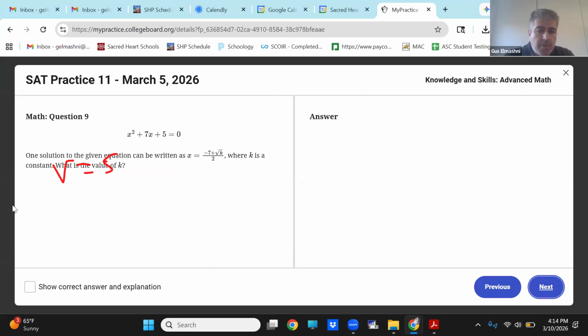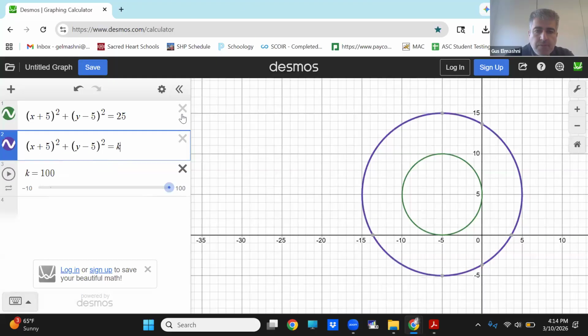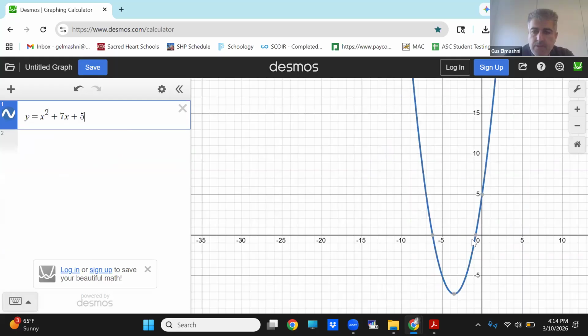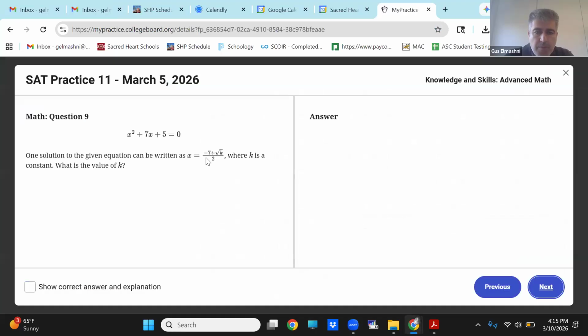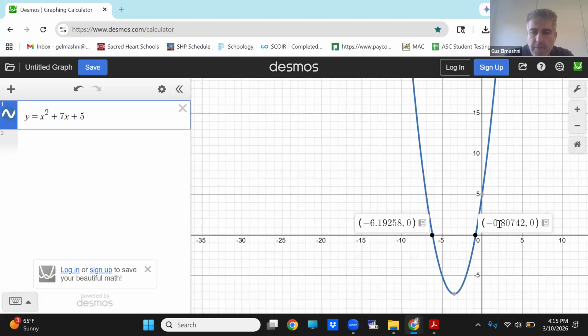Another great opportunity, solving just a simple equation here. So x squared plus 7x plus 5. So if I do that, y equals x squared plus 7x plus 5. So these are my x-intercepts. Now, they do say that one of the solutions can be written as -7 plus root k. That comes from quad form, essentially, if you think about it, because plus or minus. So I'm going to go with the positive value.